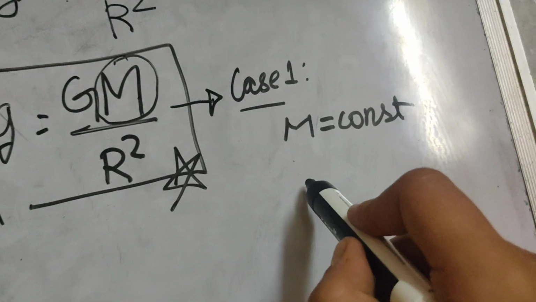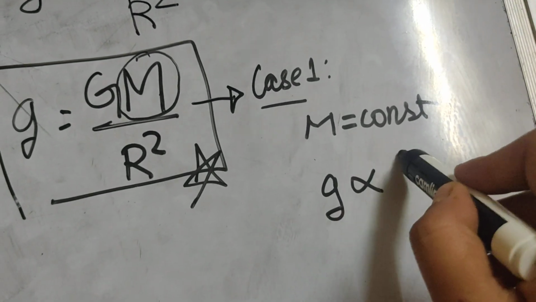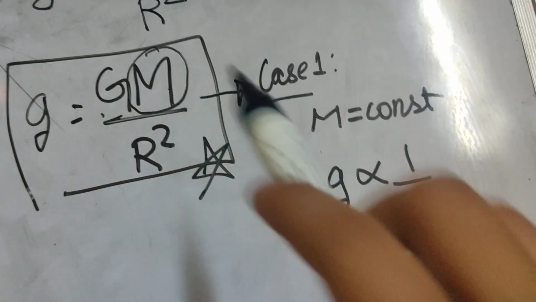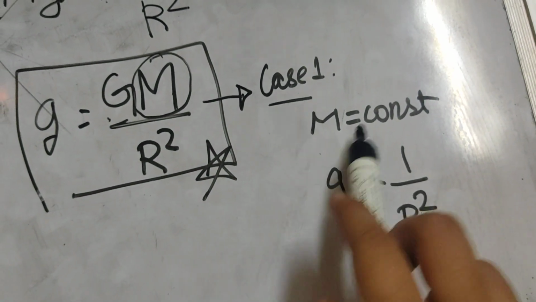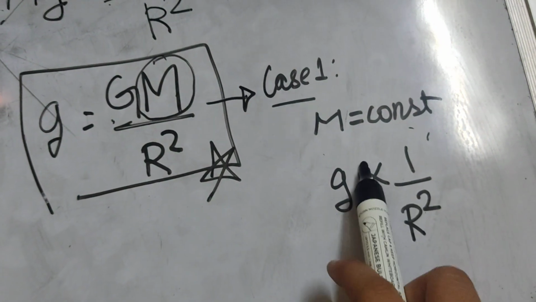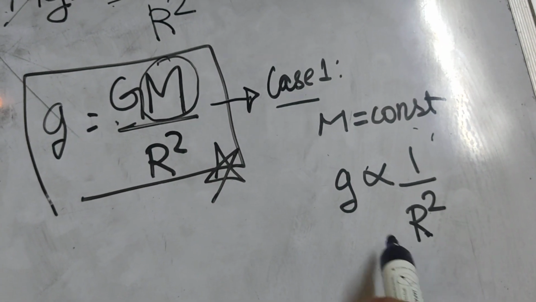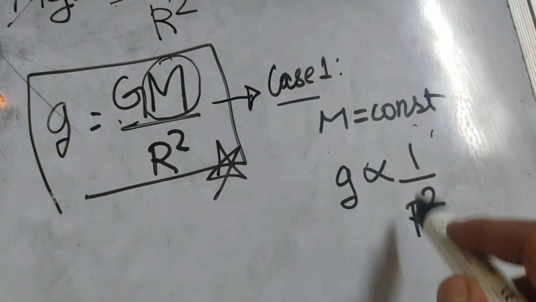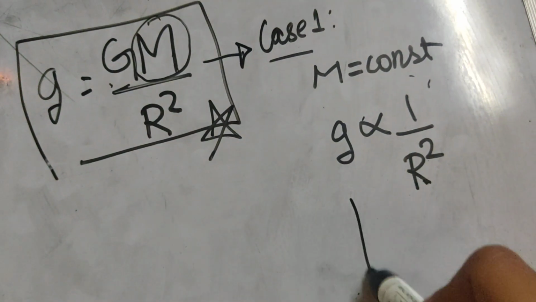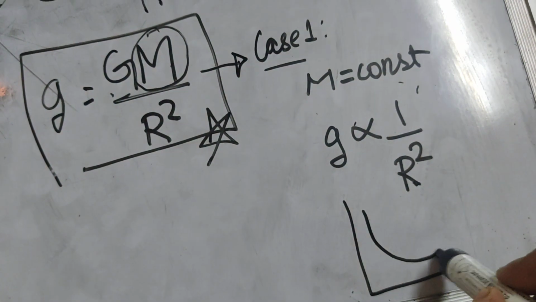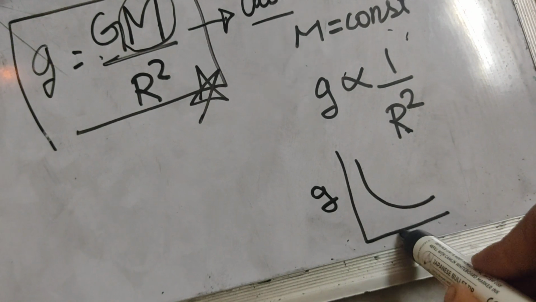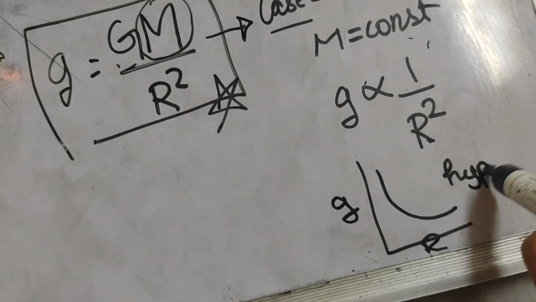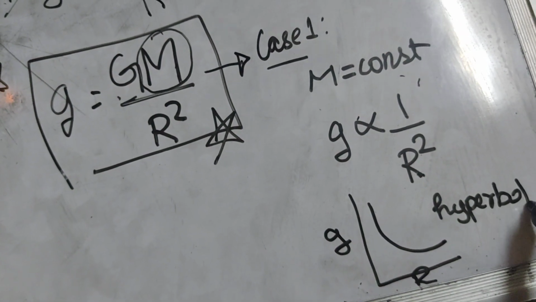So when capital mass M is constant, you will get that g is inversely proportional to R square, because capital G is also a constant and capital mass M is also constant. I already told you when such cases arrive where g is inversely proportional to 1 by R or 1 upon R square, the graph is a hyperbola. So the graph between g and capital R will be a hyperbola. So this was our case 1.